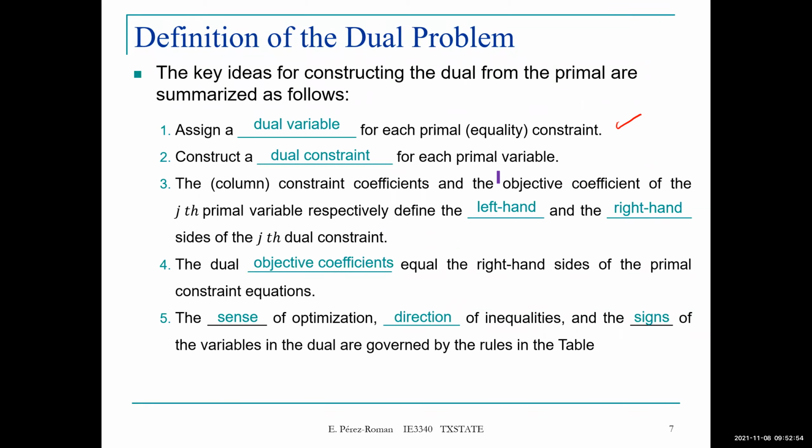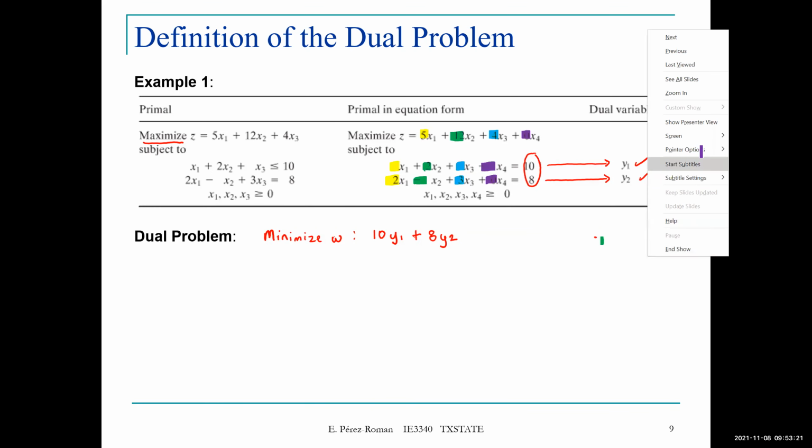So the column constraint coefficients and the objective coefficient, this is step 3, of the jth primal variable, define the left hand and the right hand side of the jth dual constraints. The dual objective coefficients equal the right hand side of the primal, so that's what we just did. So we did the objective function. Now we're going to do the constraints, and again we are going to use those coefficients in the yellow colors.